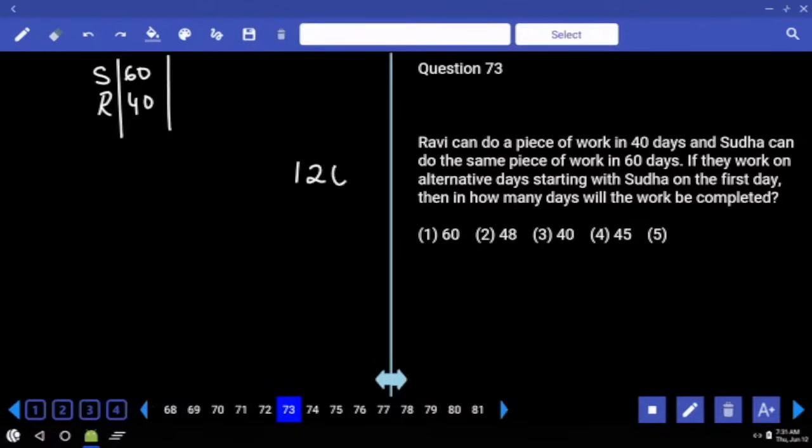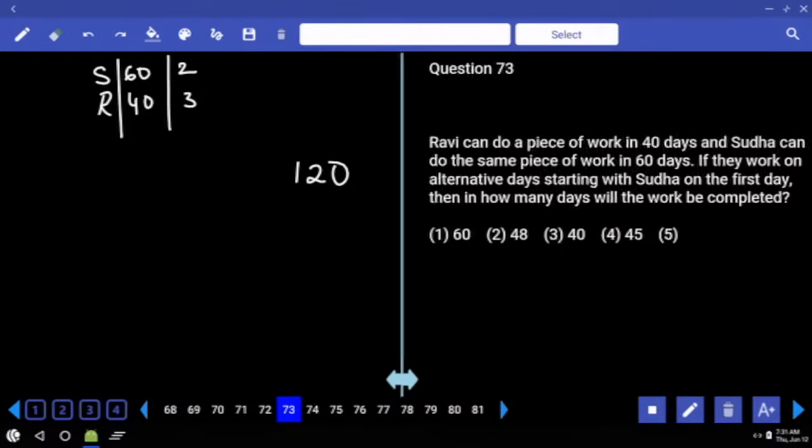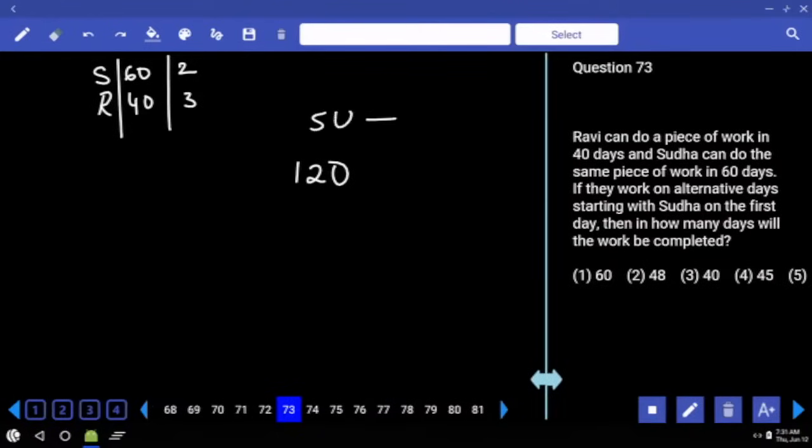LCM 120. 2 units, 3 units. First day Sudha will do 2 units. Second day Ravi will do 3 units. So 5 units of work is done in how many days? 2 days. 120 units is a direct multiple of 5. How many times will 5 give you 120? 24 times. 24 into 2, 48 days. In exactly 48 days, the total work of 120 units can be completed.